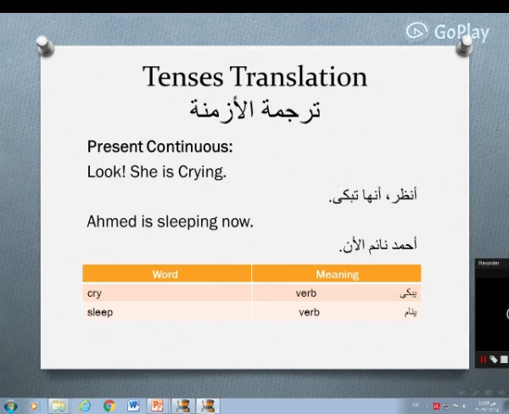Look, she's crying. انظر إنها تبكي. So here we use the present form of the verb. Cry means يبكي, but because it's a girl, we say تبكي. Ahmed is sleeping now. Sleeping is a verb. Sleep means ينام. So we say أحمد نائم الآن. نائم is an adjective. It's not a verb because the verb is ينام.